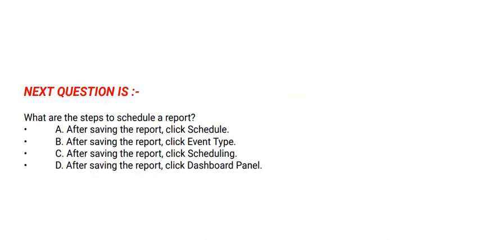Now, the question is, what are the steps to schedule a report? Options are, option A, after saving the report, click schedule. Option B, after saving the report, click event type. Option C, after saving the report, click scheduling. And option D, after saving the report, click dashboard panel. The correct option is option A.